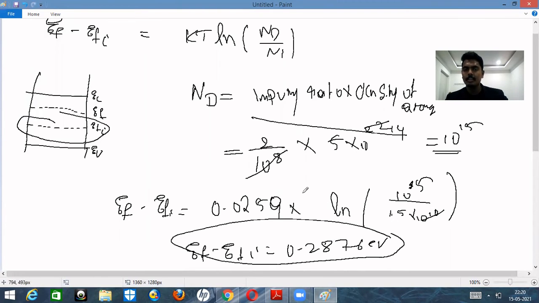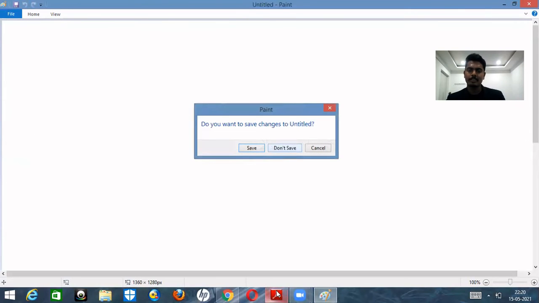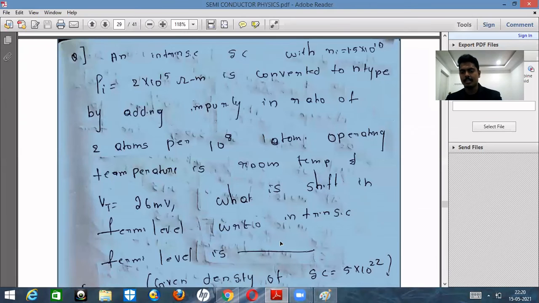Okay, this is the thing, right? So simply they are asking you, initially it is an intrinsic semiconductor, so the Fermi level will be in the middle. When you dope with donors in the ratio 2 by 10 power 8, automatically it will shift towards the conduction band. They are asking what that shift is. The formula we already know, KT into ln of ND upon NA. If you substitute all of those things, you will definitely get the value. Okay, so we'll move on to the next problem.